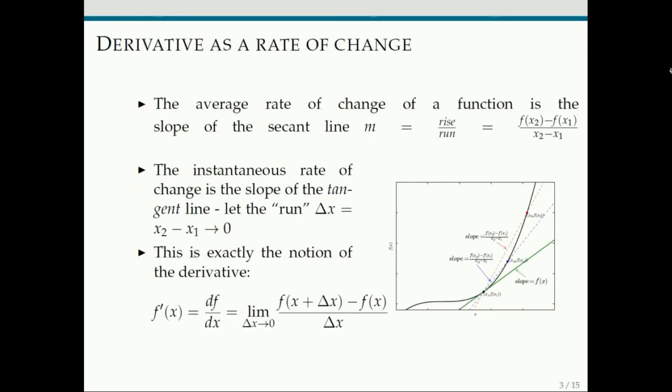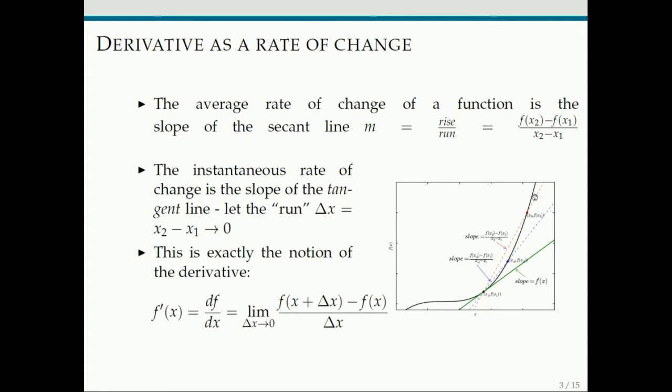So let's talk about derivative as a rate of change. Imagine you have some function f of x that looks like this black curve here. And you want to know what the average rate of change of this function is between this red point and this black point here. Well, it's given by the slope of the secant line, which is rise over run. And in this case, it would be f of x2 minus f of x1 divided by x2 minus x1.